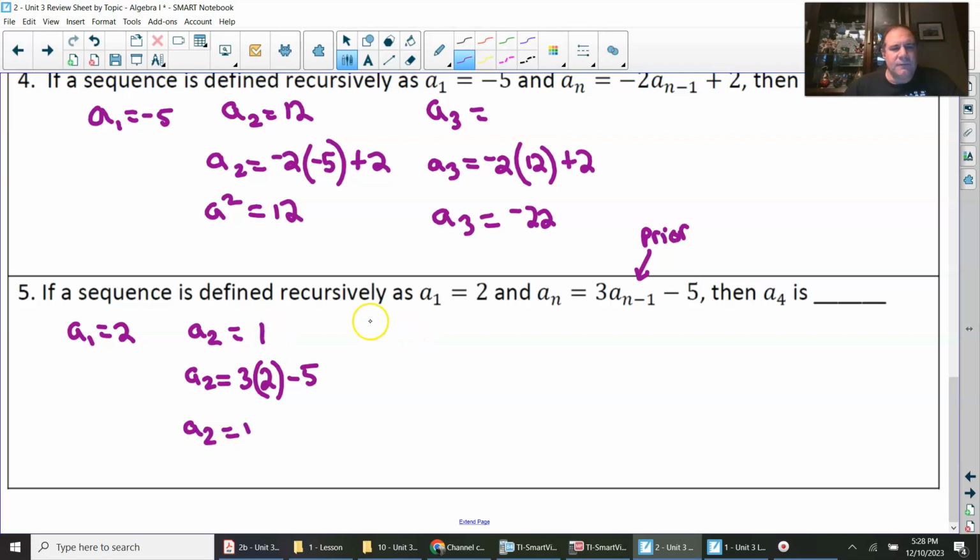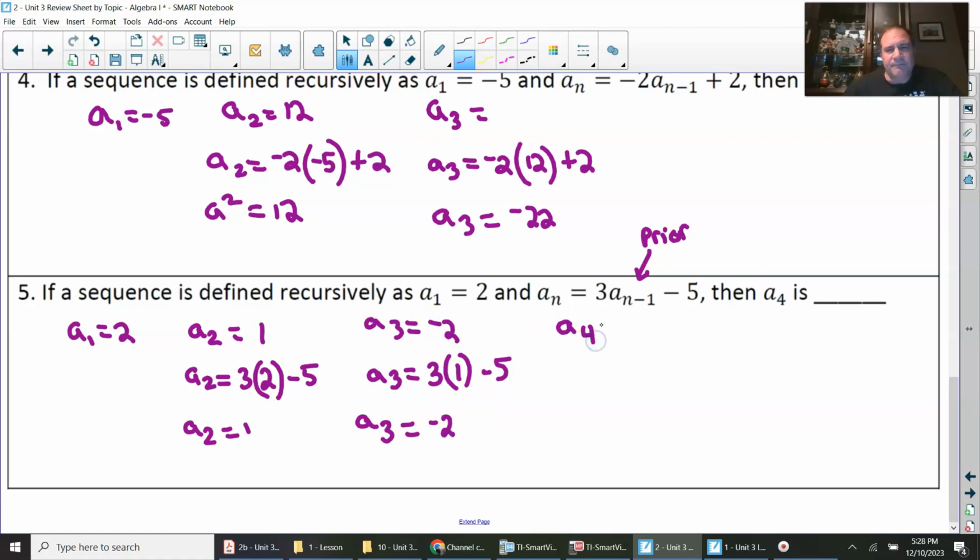So that's 1. A sub 3 equals 3 times the prior term, which is 1, which is a sub 2. This is 3 minus 1, that's a sub 2. A sub 2 is equal to 1. Minus 5, a sub 3 is 3 minus 5, which is negative 2. So a sub 3 is negative 2. I'm going to use it.